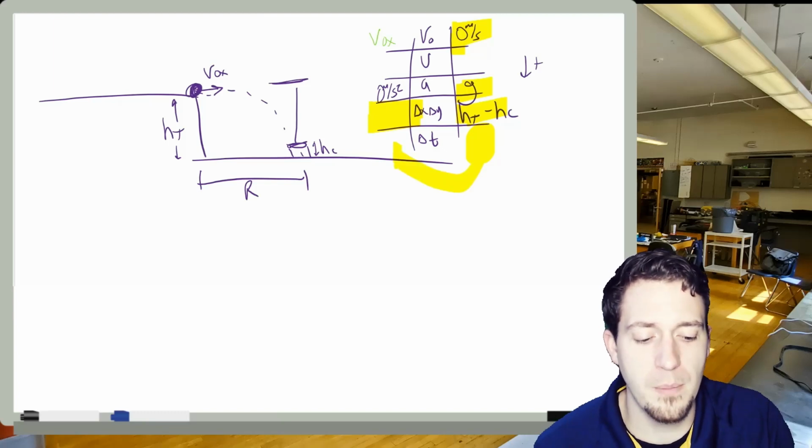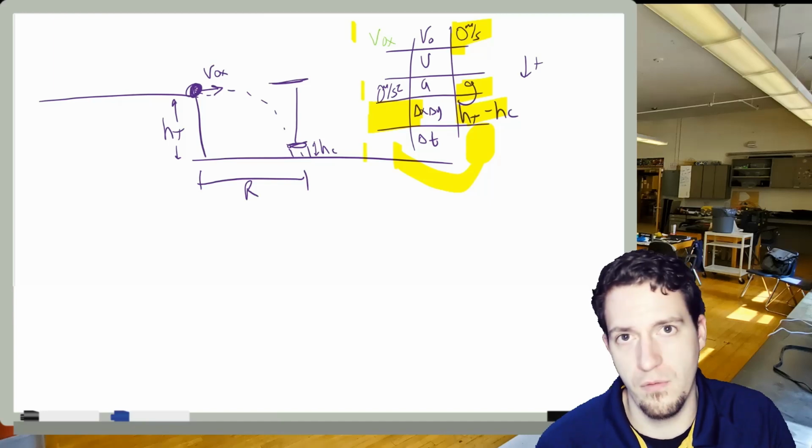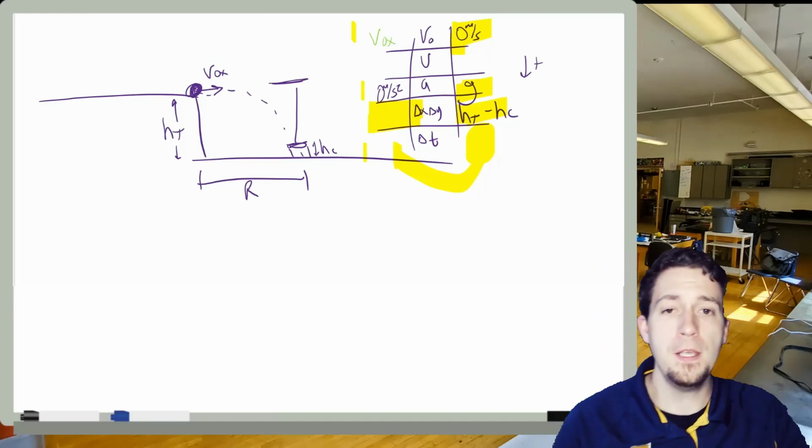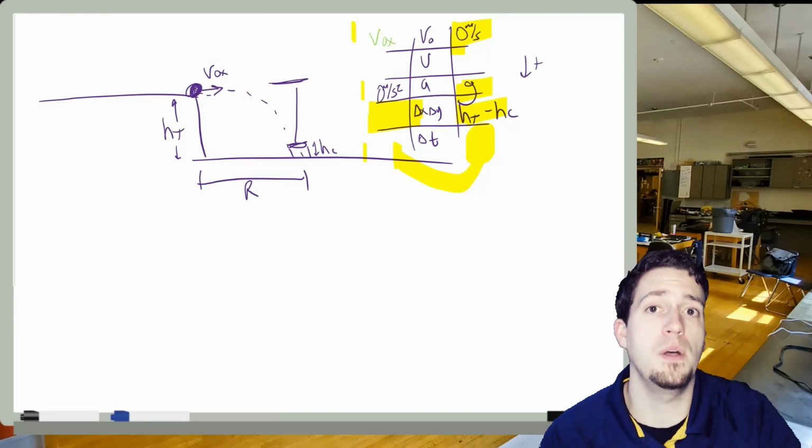And once I find time, I can bring that over. And then once I have time, now you can see I have a 1, a 2, and a 3, and I should be able to solve for delta x. This part of ball in the cup is always the same. It doesn't matter how it begins. It is always identical to this.